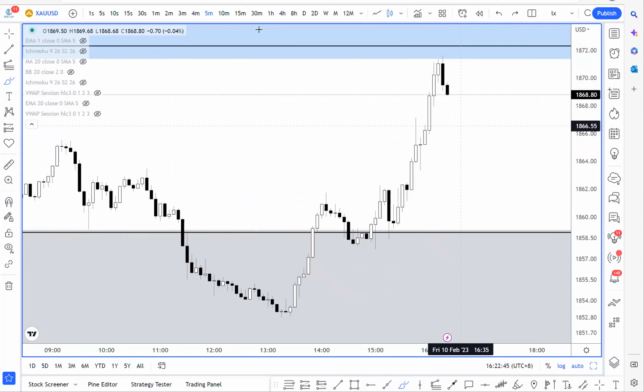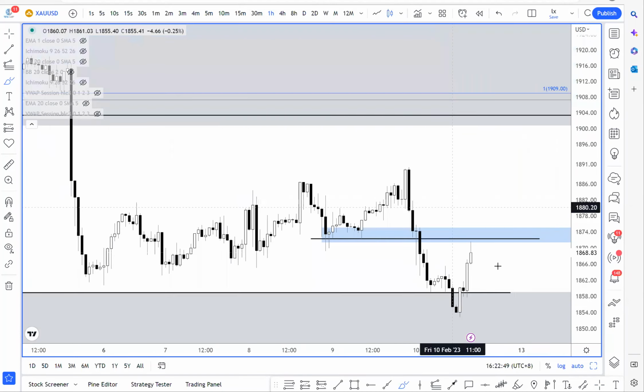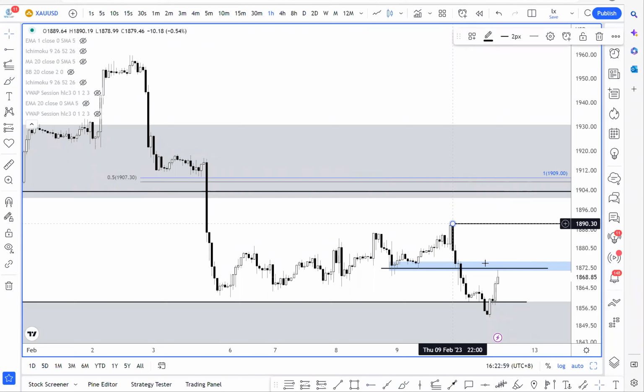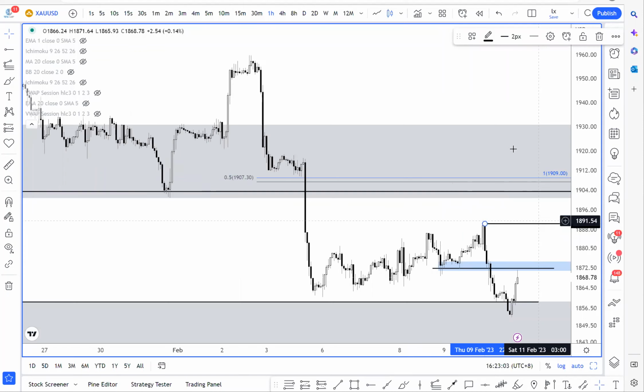Okay, so this is the picture on gold. Right, so currently it's testing this resistance area. If there is no confirmation on the 5 minutes time frame, I think we could see price push much higher. Right, this is the next resistance area over here, which is at around 1890.30. Right, so if price breaks above, this would be the next resistance. The 4 hours resistance is slightly higher, which stands at about 1909.